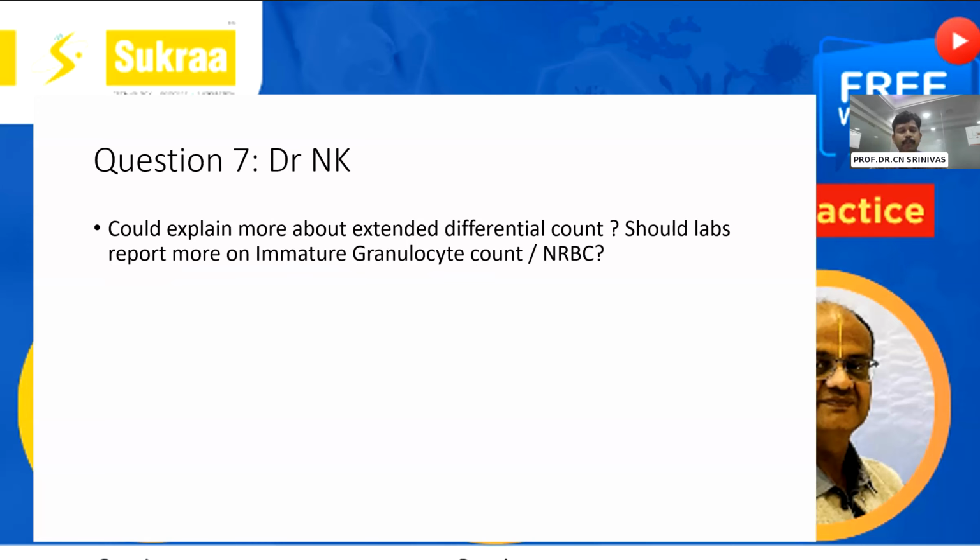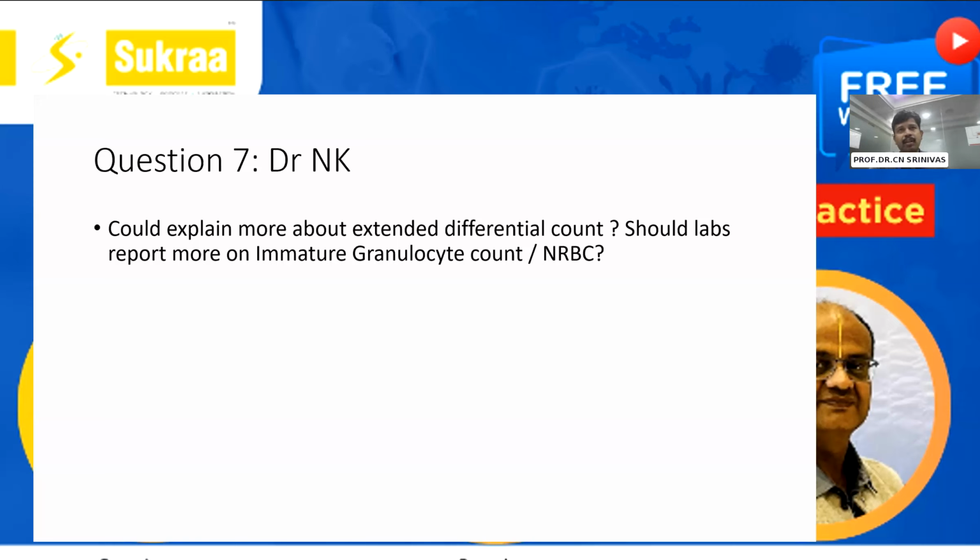The bone marrow tries to release whatever cells are there, and we tend to see all these precursors in the peripheral smear. Some other conditions can also give rise to these immature granulocytes, and one such condition is leukemia, which is nothing but a neoplasm of the blood cells itself. Even in these conditions, we tend to see immature granulocytes high in the peripheral smear. So, should labs report immature granulocyte count in routine practice?